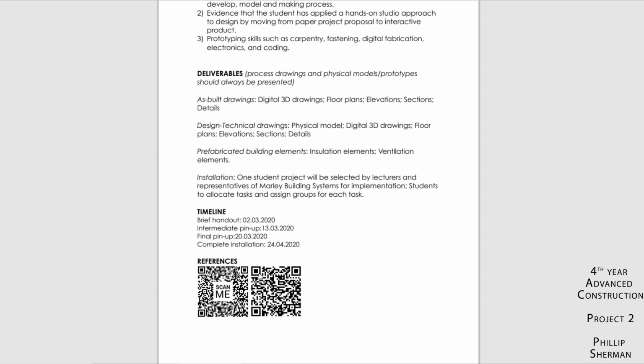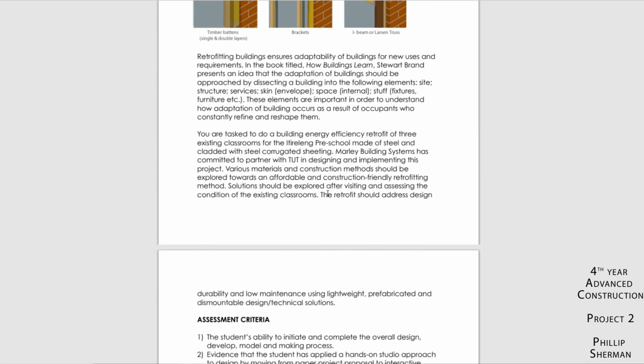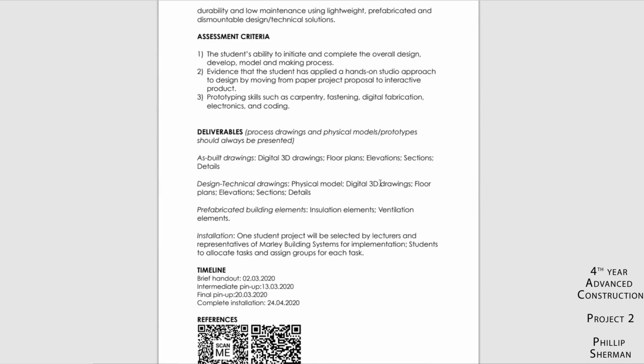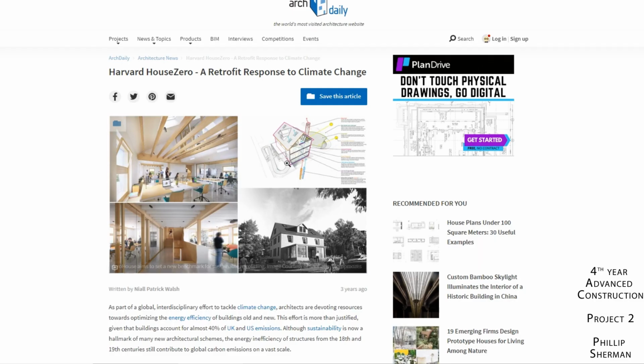But for yourself, again, you are tasked to do a building energy efficiency retrofit of 3 existing classrooms made of steel and cladded with steel corrugated sheets, Marley Building Systems, etc. So we need to retrofit a building. We need to look at the durability, the low maintenance, the prefabrication, lightweight, dismountable design, and technical solutions.